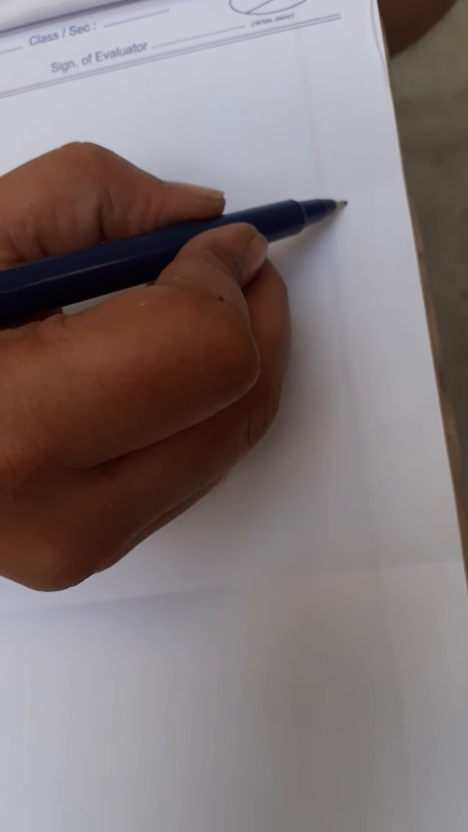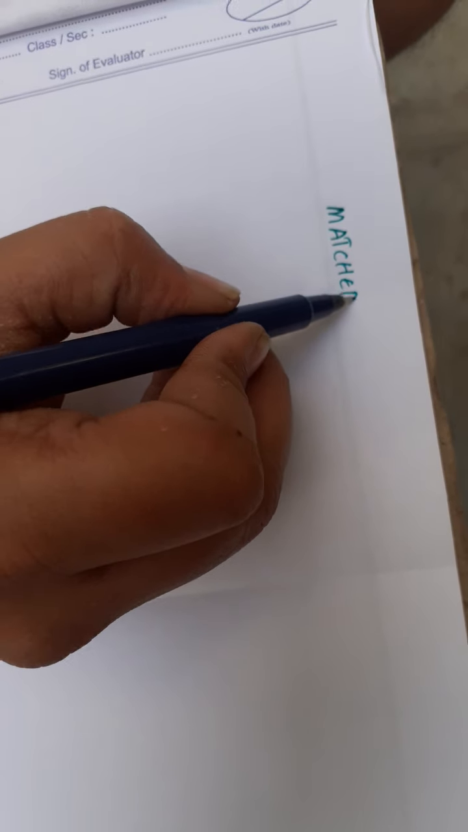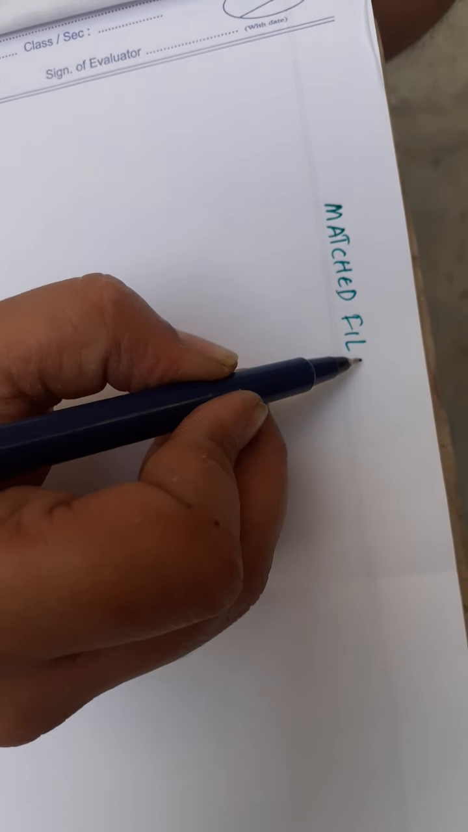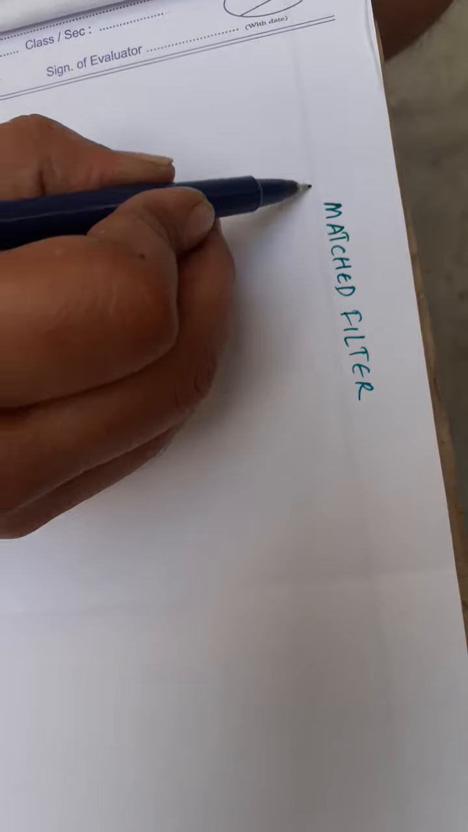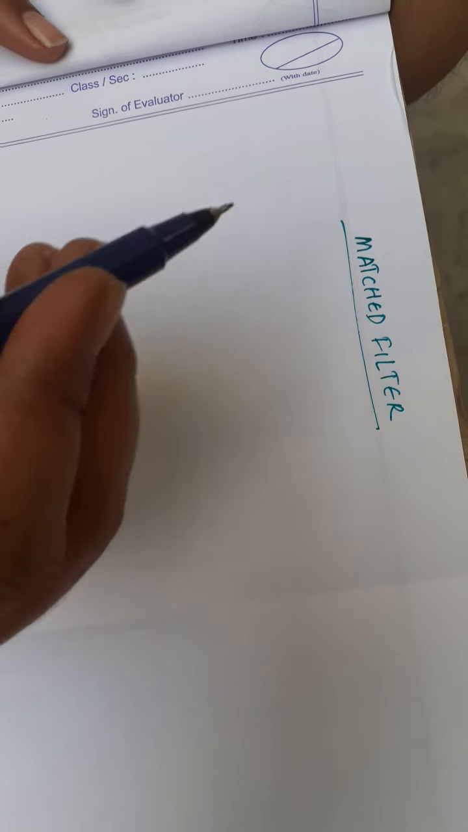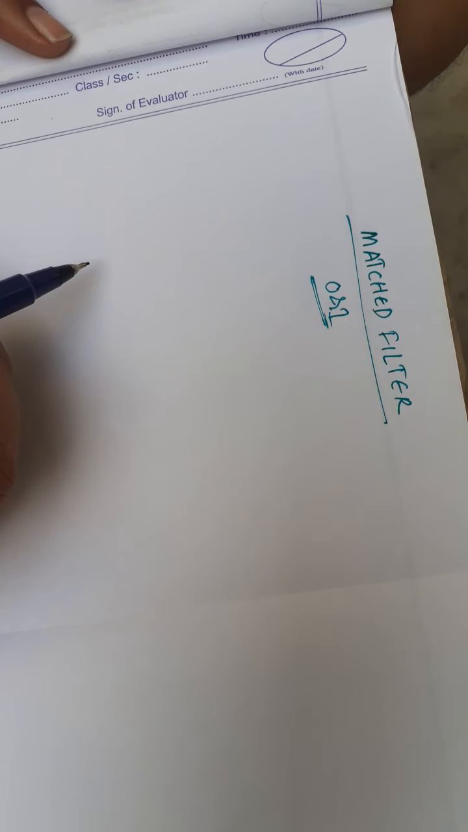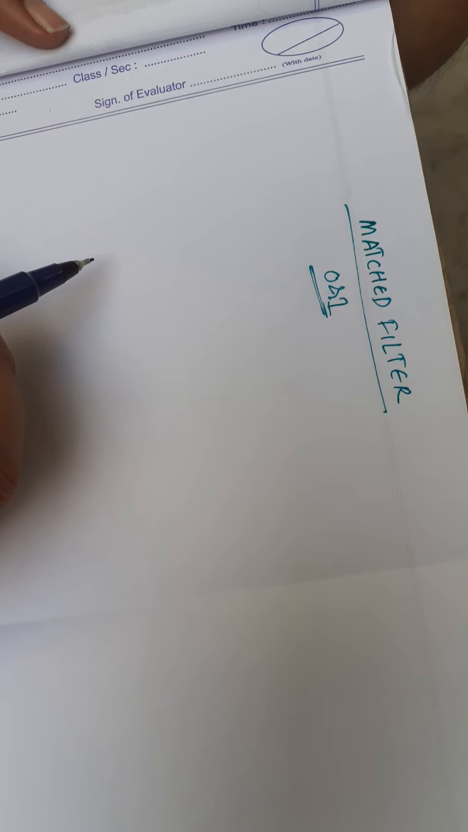Today I am going to explain matched filter. The concept of matched filter is, if you take a digital communication system, in digital communication system the information is in the form of 0 and 1.